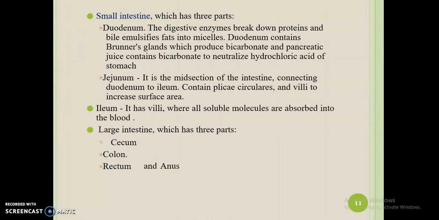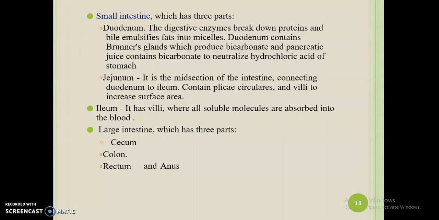The small intestine has three parts: the duodenum, jejunum, and the ileum. In the duodenum, digestive enzymes break down the proteins and the bile emulsifies the fats. The duodenum contains Brunner's glands, which produce bicarbonate, and pancreatic juice also contains bicarbonate to neutralize the hydrochloric acid of the stomach. The jejunum is the midsection of the intestine connecting the duodenum to the ileum, and contains plicae circulares and villi to increase the surface area.